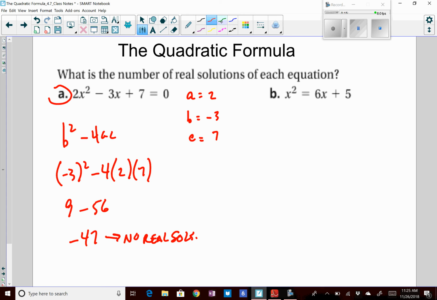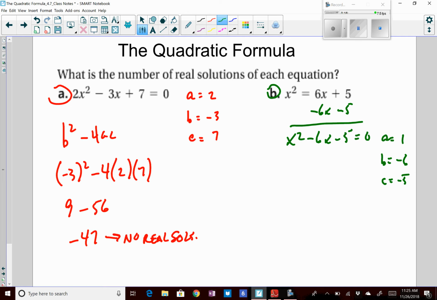If we take a look at part B, again, A is, well, before we do anything, we have to get this into standard form. So we'd have to subtract the 6x, subtract the 5. So that'll give us x squared minus 6x minus 5 equals 0. Now we can identify A, B, and C. So A is 1, B is negative 6, and C is negative 5.